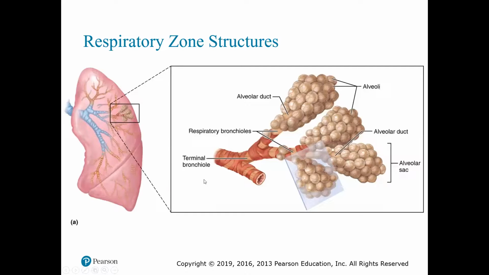Here we see the terminal bronchiole leading to a respiratory bronchiole. We can identify a respiratory bronchiole because it will have alveoli popped up on it, individual alveoli. Then that will lead to an alveolar duct, and we have our clusters of alveoli here that, if they were green or purple, they'd probably look like grapes.